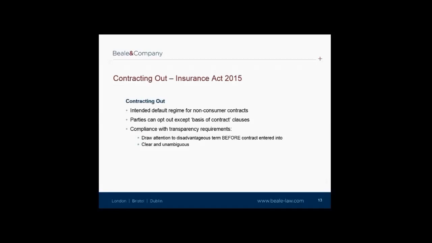Some insurers, especially on bespoke business, may want to give serious consideration to contracting out from parts of the new law. It will be interesting to see how widespread contracting out becomes and how feasible it will be from a commercial as opposed to legal perspective.